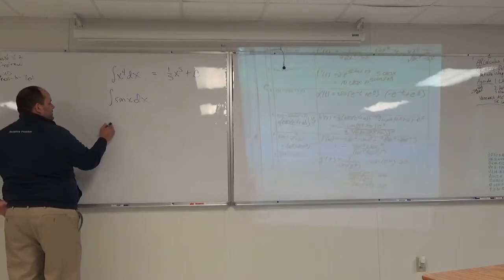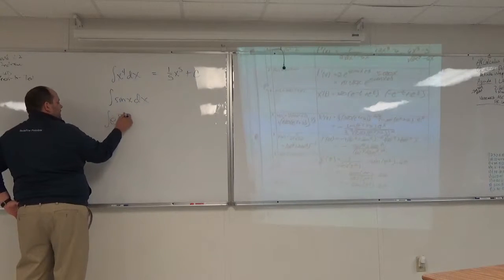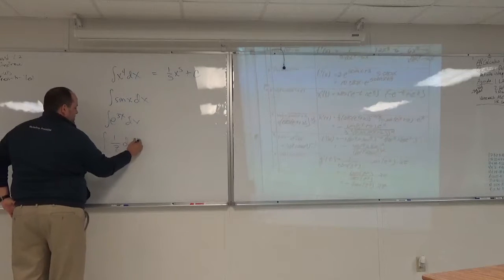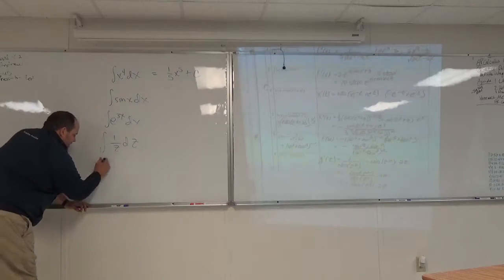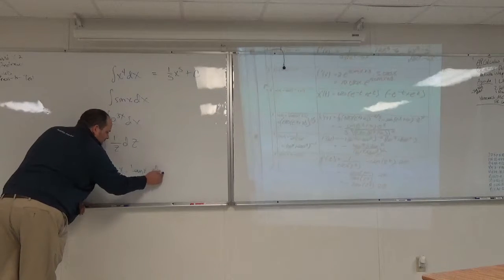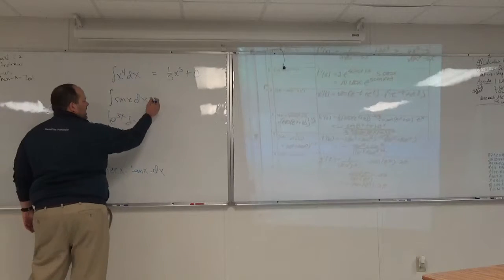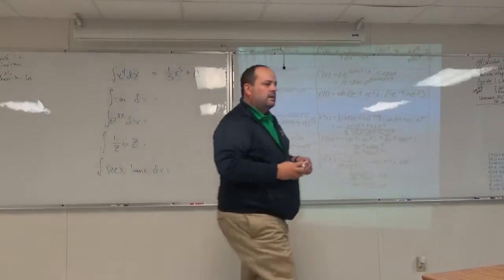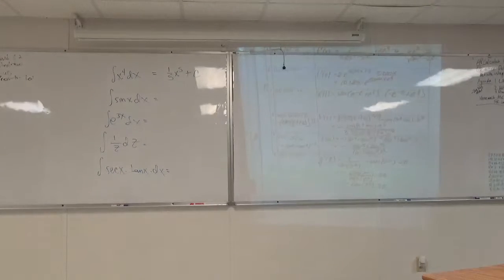I want you to find the integral of sine of x, the integral of e to the 3x, the integral of 1 over z dz, and the integral of secant of x times tangent of x with respect to x. These should all in total take you less than 2 minutes. And if you need to use that integration foldable, it's okay.